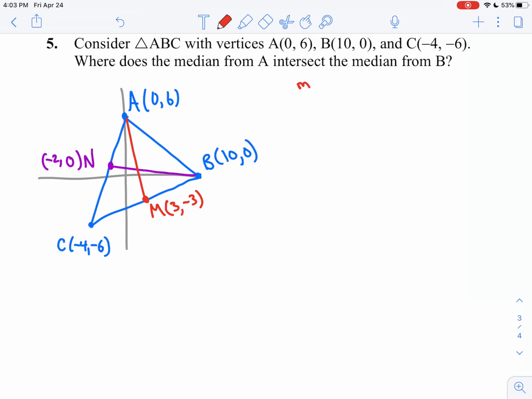All right, so we want the median from A. To write the equation of a line, you guys know that you need a slope and a point. So I need the slope for that. So 6 minus 3, over 0 minus 3. So his slope is minus 3. Now I can do point slope using A or M. That would be fine. But I noticed that point A is the y-intercept, so I can go straight to slope-intercept form. So y equals negative 3x plus 6. That was in yesterday's notes.